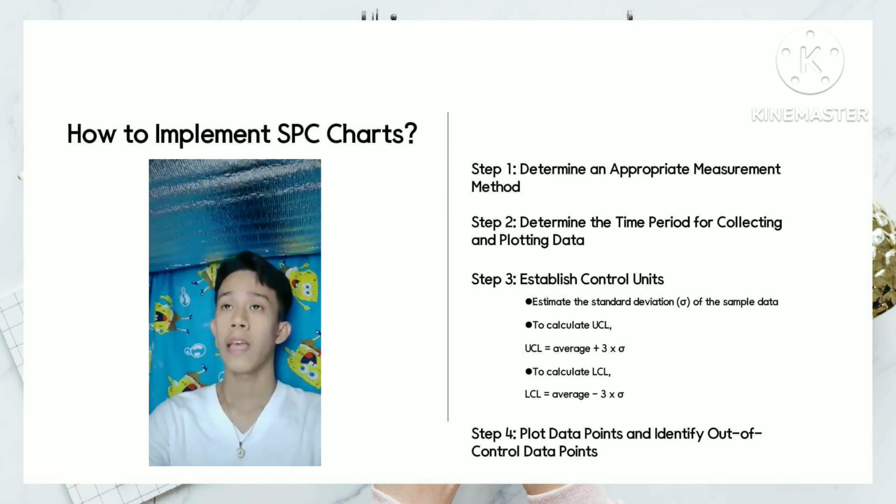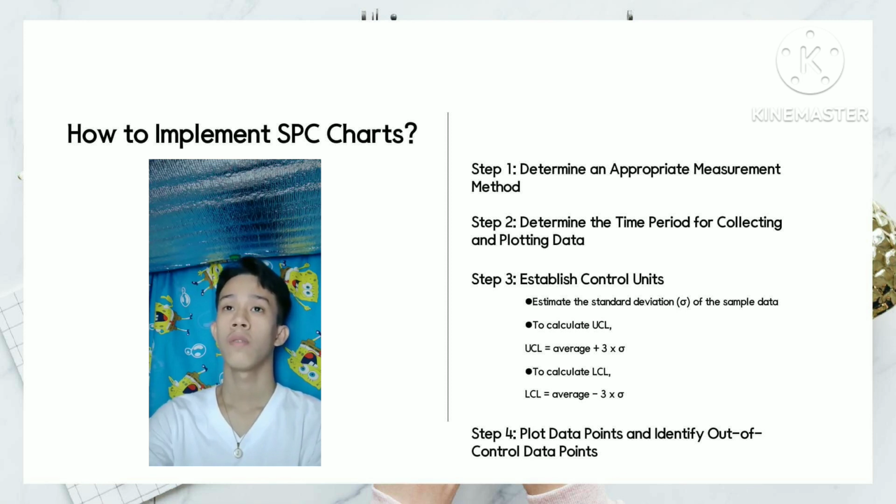How to implement SPC charts? SPC charts require an organization's commitment across functional boundaries. So here is a step-by-step process on how you can construct an effective SPC chart. We have 4 steps. For the first step, determine an appropriate measurement method.